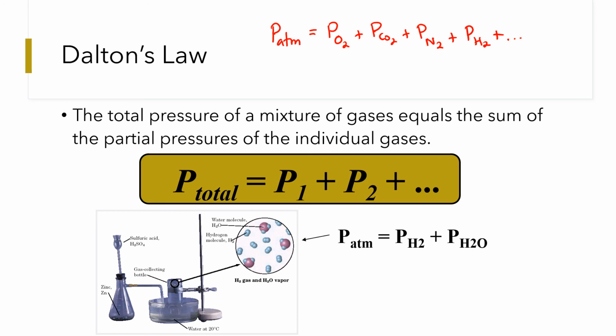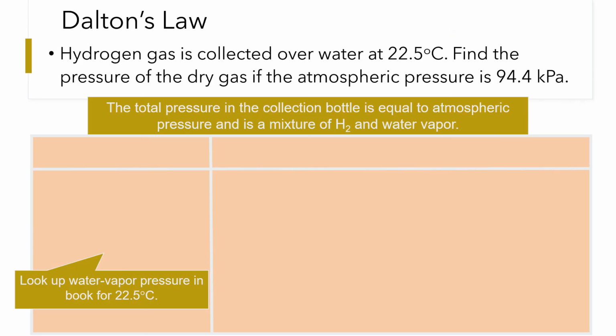We performed a lab in which we collected oxygen gas over water in an inverted graduated cylinder. This lab right here is similar. Hydrogen gas is collected over water at 22.5 degrees Celsius. And we call that the atmospheric pressure within the container, and it contains the pressure of hydrogen gas and the water vapor gas. Find the pressure of the dry gas if atmospheric pressure is 94.4 kilopascal.